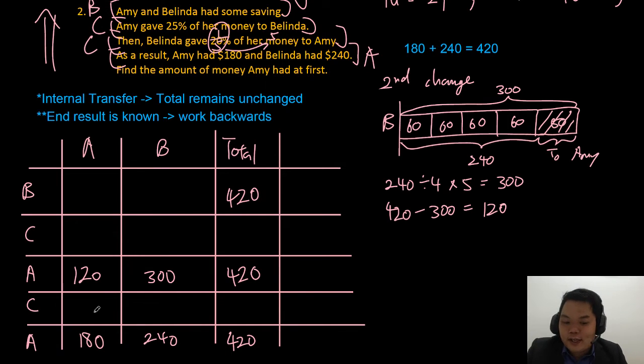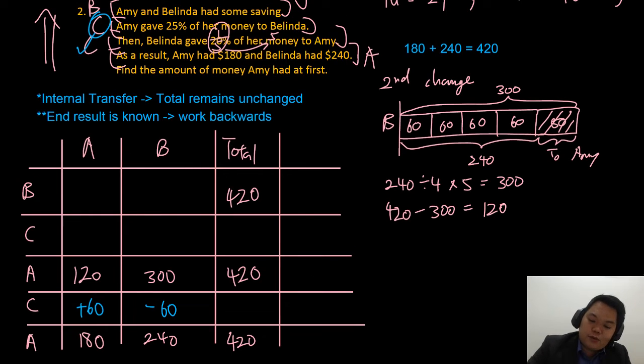Okay, then you can also observe one more thing. When you tabulate your information, it helps you organize your information and your thoughts. You can also check over here. Your A will receive 60 from Belinda. Same numbers, opposite signs, means that your total remains unchanged. So once you got it ready, the next part here is to look at this change row. At the first change, what was happening?